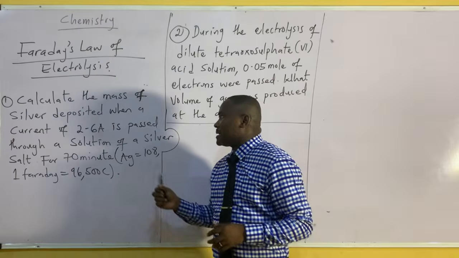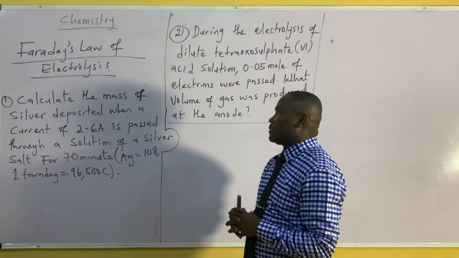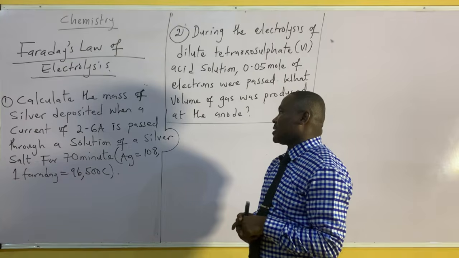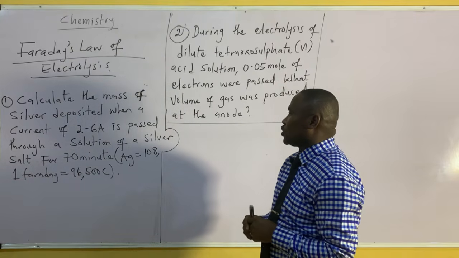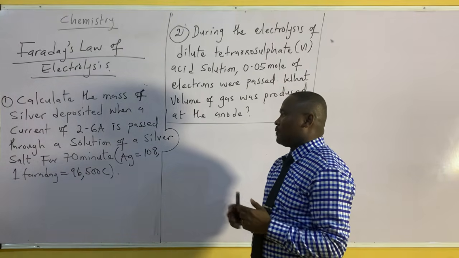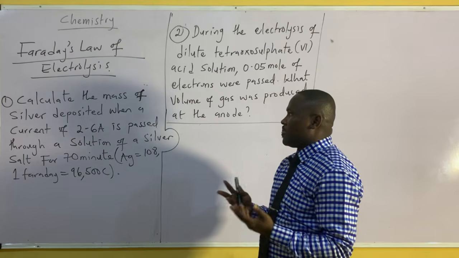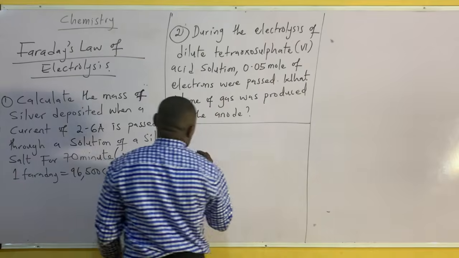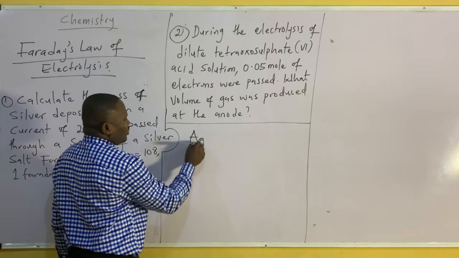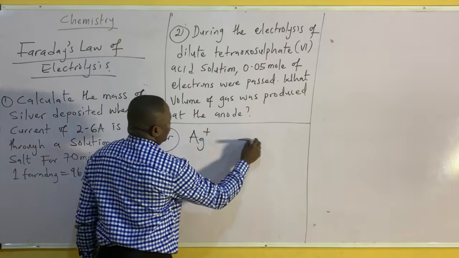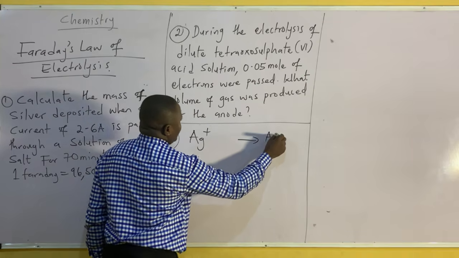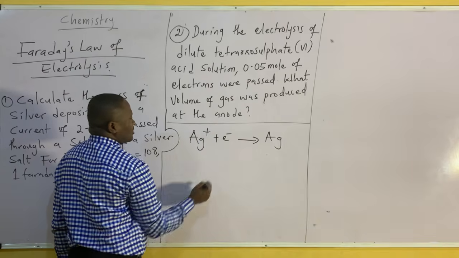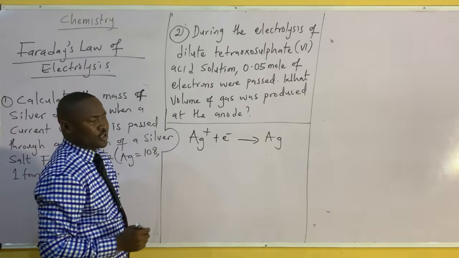Now let's look at example number 1. It says calculate the mass of silver deposited when a current of 2.6 ampere is passed through a solution of silver salt for 70 minutes. Now remember, if I want to solve this question, silver, I will say Ag plus is depositing Ag. To balance this up, I will say plus e minus. So I've balanced the reaction.